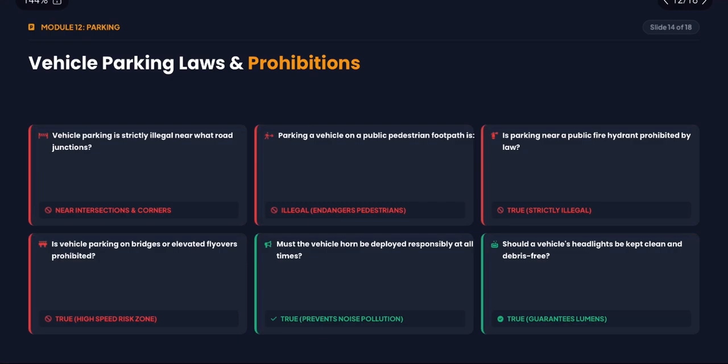Module 12, Vehicle Parking Laws and Prohibitions. Vehicle parking is strictly illegal near what road junctions? Near intersections and corners. Parking a vehicle on a public pedestrian footpath is illegal. Is parking near a public fire hydrant prohibited by law? True. It is strictly illegal. Is vehicle parking on bridges or elevated flyovers prohibited? True. Must the vehicle horn be used responsibly at all times? True. Should a vehicle's headlights be kept clean and debris free? True.